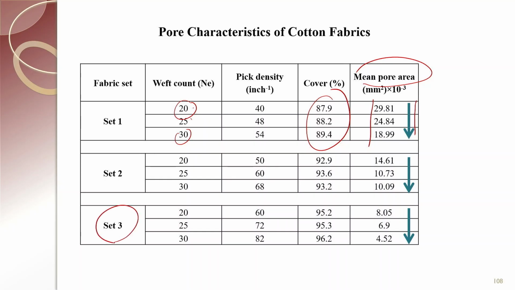In case of the higher set, that is the compact fabric, set 3, the mean pore areas are very small. And in this case, set 3 compact fabric, the impact is very high, the pore size is reduced. So, the UPF value increases significantly.